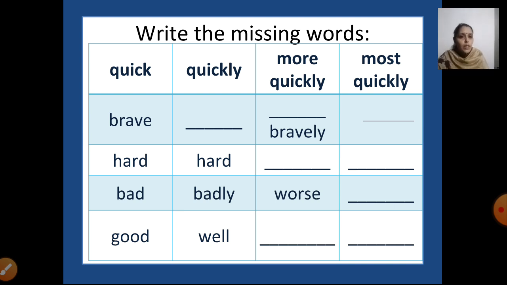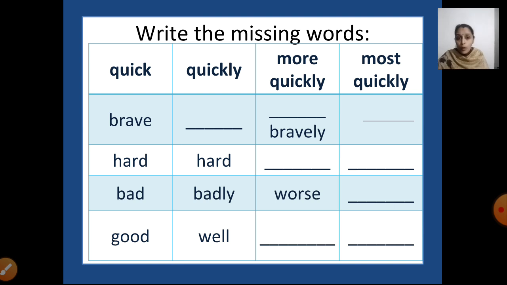So in this word quickly, see the syllables. How many times? Quick and ly. Here children, Y is not a vowel, but the sound is of a vowel. Ly, right? The sound is of a vowel. So there are two syllables here. So when I'm writing the comparative and the superlative degree, I will use more quickly and most quickly. Clear?